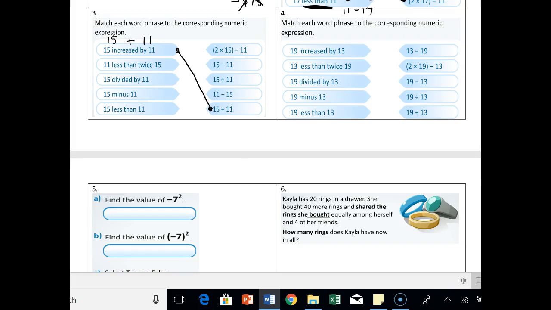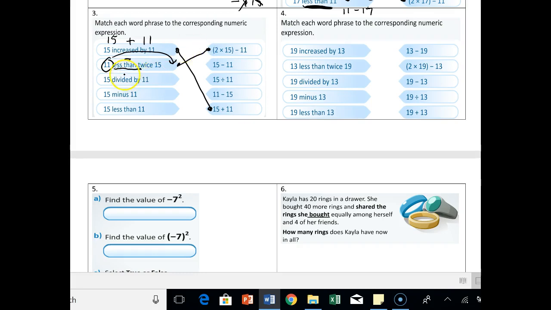11 less than twice 15. Again, that less than does mean minus, but it also means you want to take the 11 and put it behind the 15. So I want to do twice 15 first, then minus 11. So that matches up with the first numerical expression.